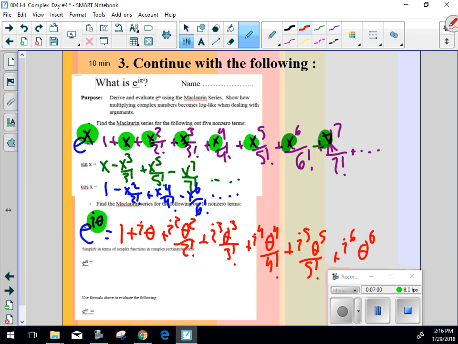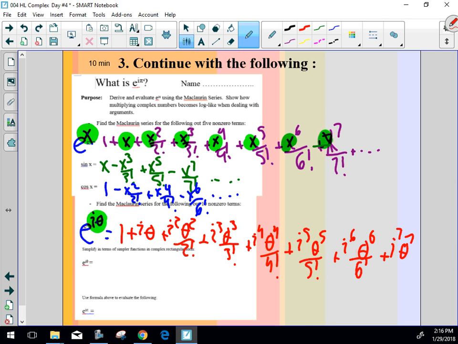Theta to the 6th over 6 factorial, i to the 7th, theta to the 7th over 7 factorial. Whew! Now, what's i to the 2nd equal to? -1. What's i to the 4th? Yeah, this is going to be +1. i to the 6th is -1. In between, you have i, then you're going to have -i, and then you're going to have i, and then we're going to have -i.